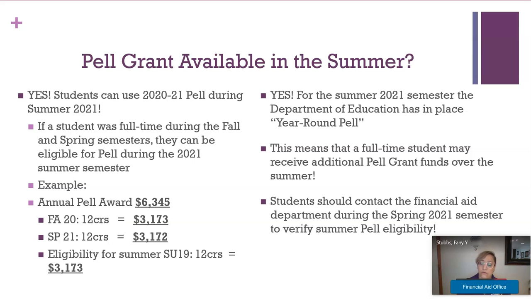If you are full-time for the fall semester and part-time for the spring semester, you could take 1 class in the summer and most likely your class will be fully covered.